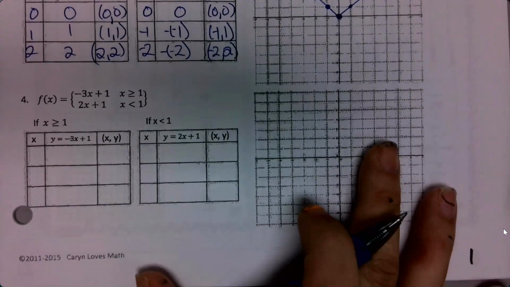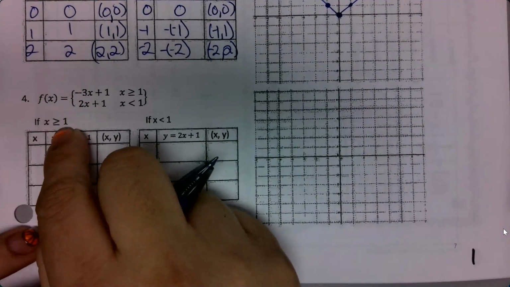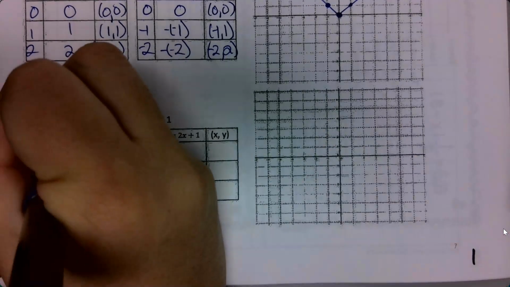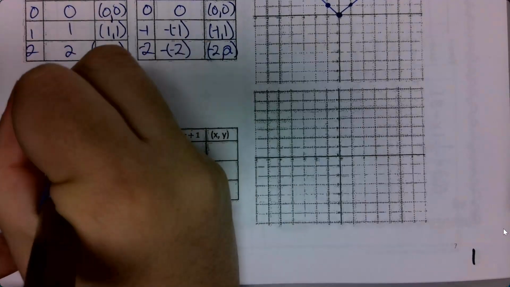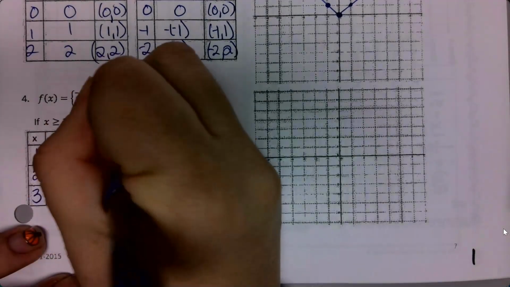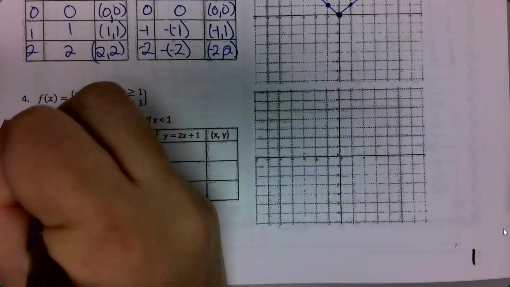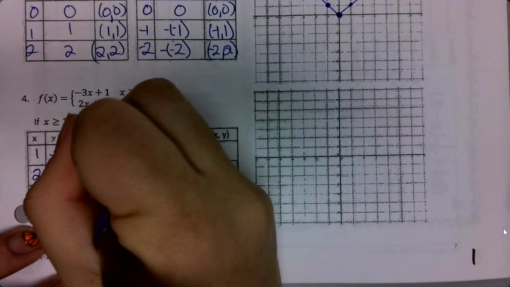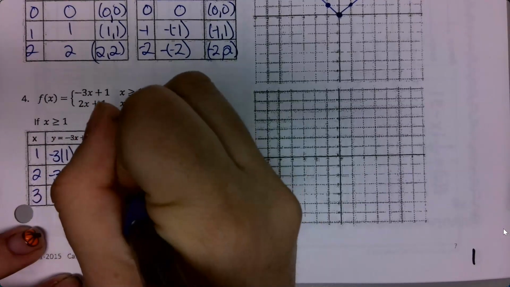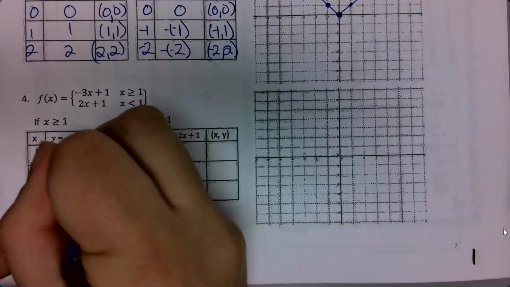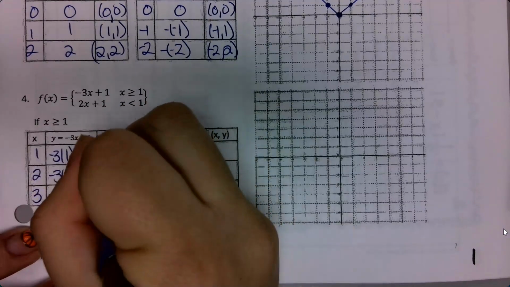For my final one, I'm picking my own numbers again. I want x is greater than or equal to 1, so I'm going to do 1, 2, 3. I'm plugging in for negative 3x plus 1. So I have negative 3 times 1 plus 1. Negative 3 times 1 is negative 3, plus 1 is negative 2. And I have negative 3 times 2 plus 1. Negative 3 times 2 is negative 6, plus 1 is negative 5. Then I have negative 3 times 3 plus 1, which is negative 9 plus 1, which is negative 8.